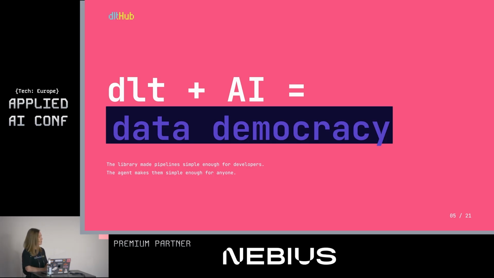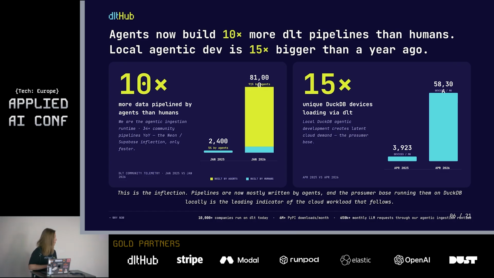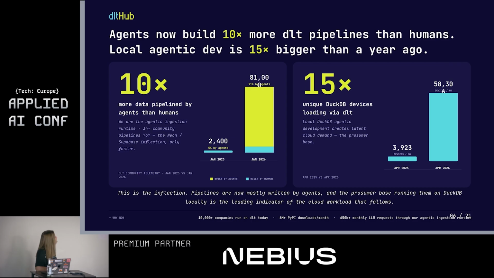Okay, let's talk a bit about AI. So that's what we call data democracy when we use DLT with AI. On the next slide, you can see that last year, the number of data pipelines increased significantly, like 10x. And we assume that this amount of pipelines were generated by agents. Why we think so? Look at the right part of this slide. You can see that the numbers also increased for the last year for the DuckDB destination.